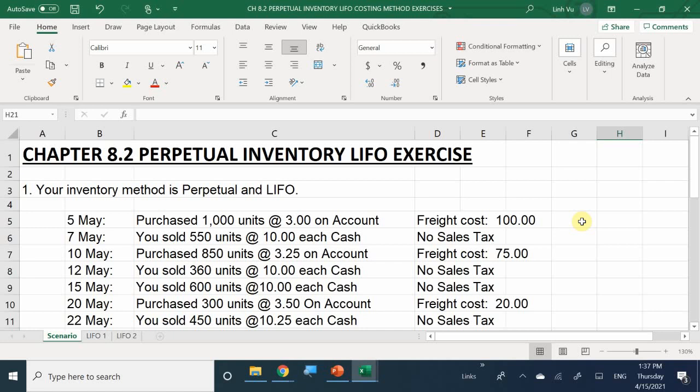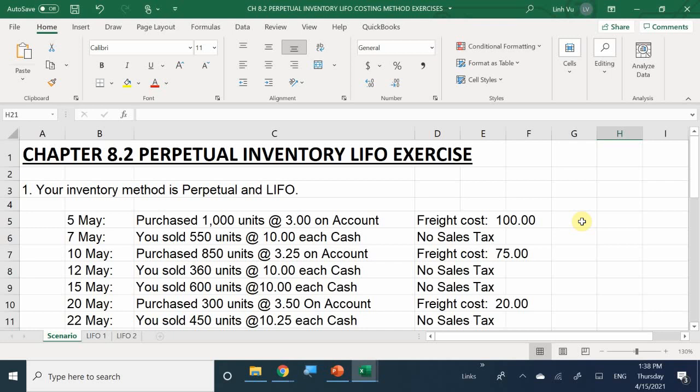We're going to be applying the last in first out method, which is every batch that we purchase, we're going to consider which one came first and which one came last. And in this case, whatever came last, you're going to sell and calculate first. So let's go ahead and dive right into our 8.2 exercise. Number 1 says that your inventory method is Perpetual and LIFO.